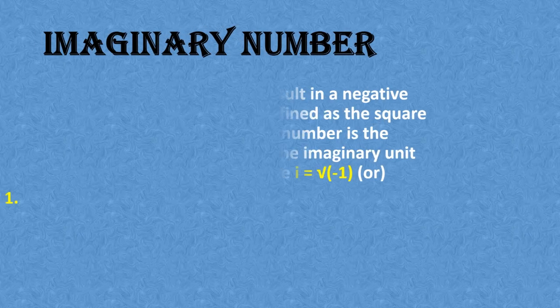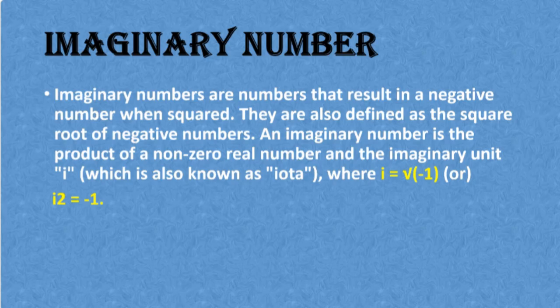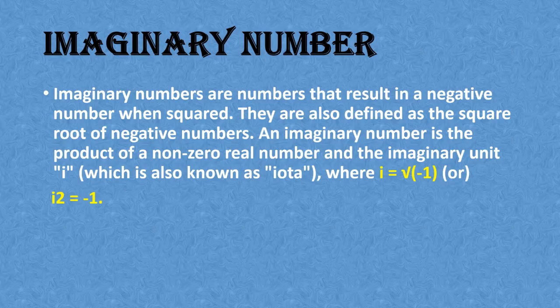Imaginary number. Imaginary numbers are numbers that result in a negative number when squared. They are also defined as the square root of negative numbers. An imaginary number is the product of a non-zero real number and the imaginary unit i, which is also known as iota, where i is equal to square root of -1 or i squared is equal to -1.